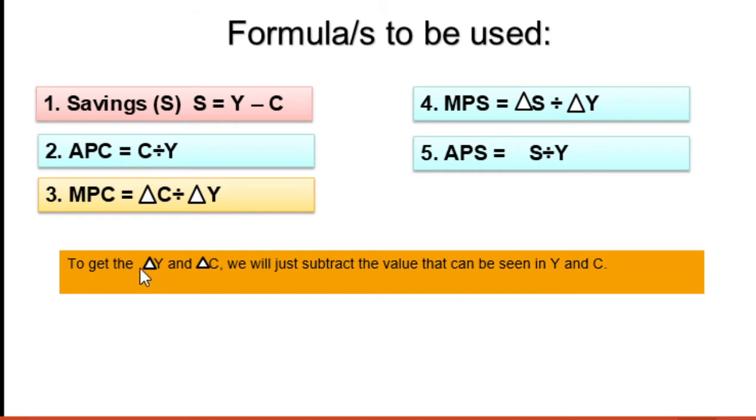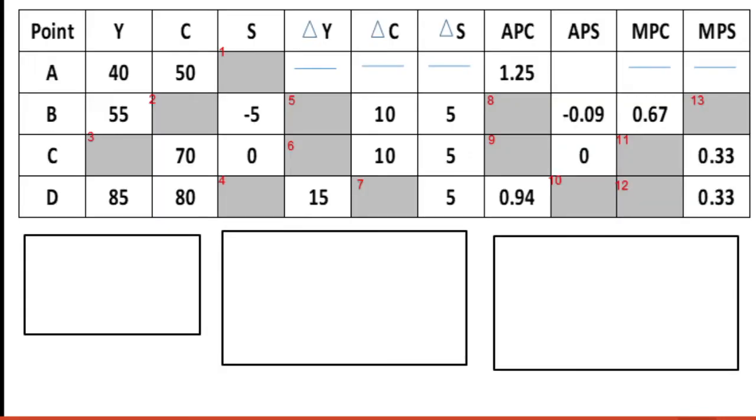To get the change in income and the change in consumption, we will just subtract the values that can be seen in Y and C. So let us go on to our computation. There are blocks that are filled with color gray. So we will compute it one by one from question number 1 up to question number 13.